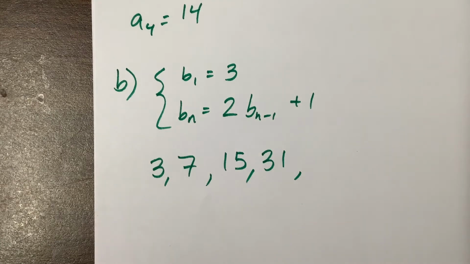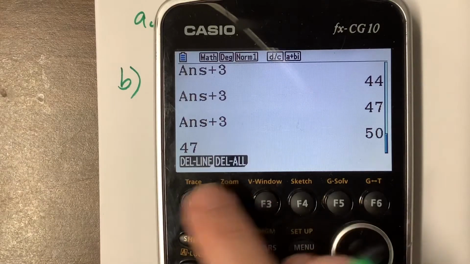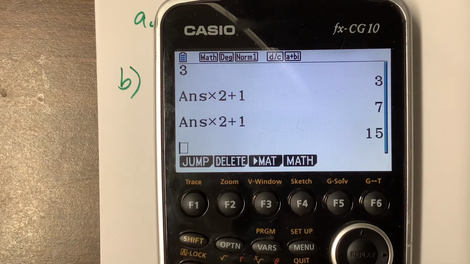And this is going to generate the terms of our sequence, or the first 4 terms that we generated recursively. So I can come over here, delete out everything, and say, well, this is 3, and then I'm going to take that answer, multiply it by 2, and add 1, and that should give me the terms of my sequence.